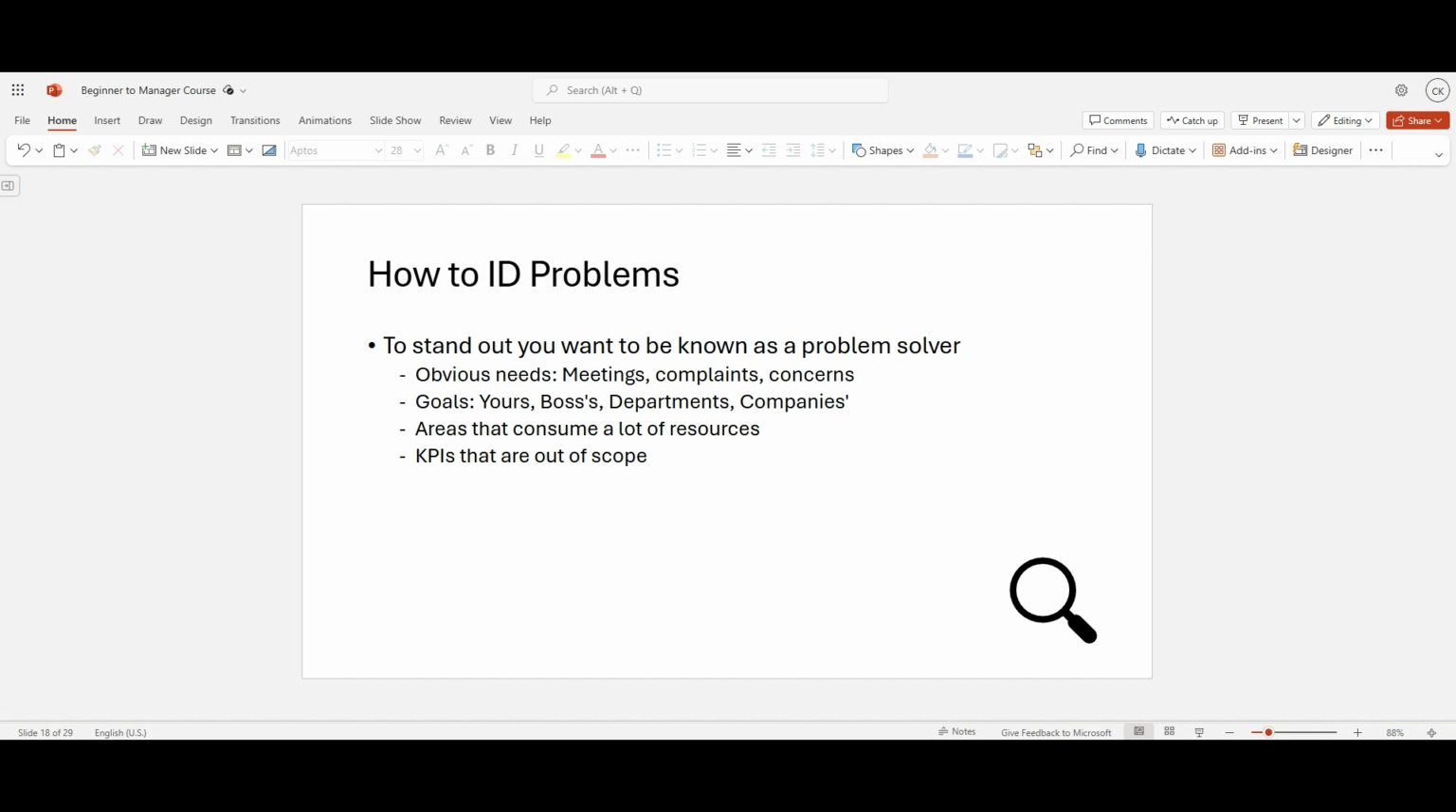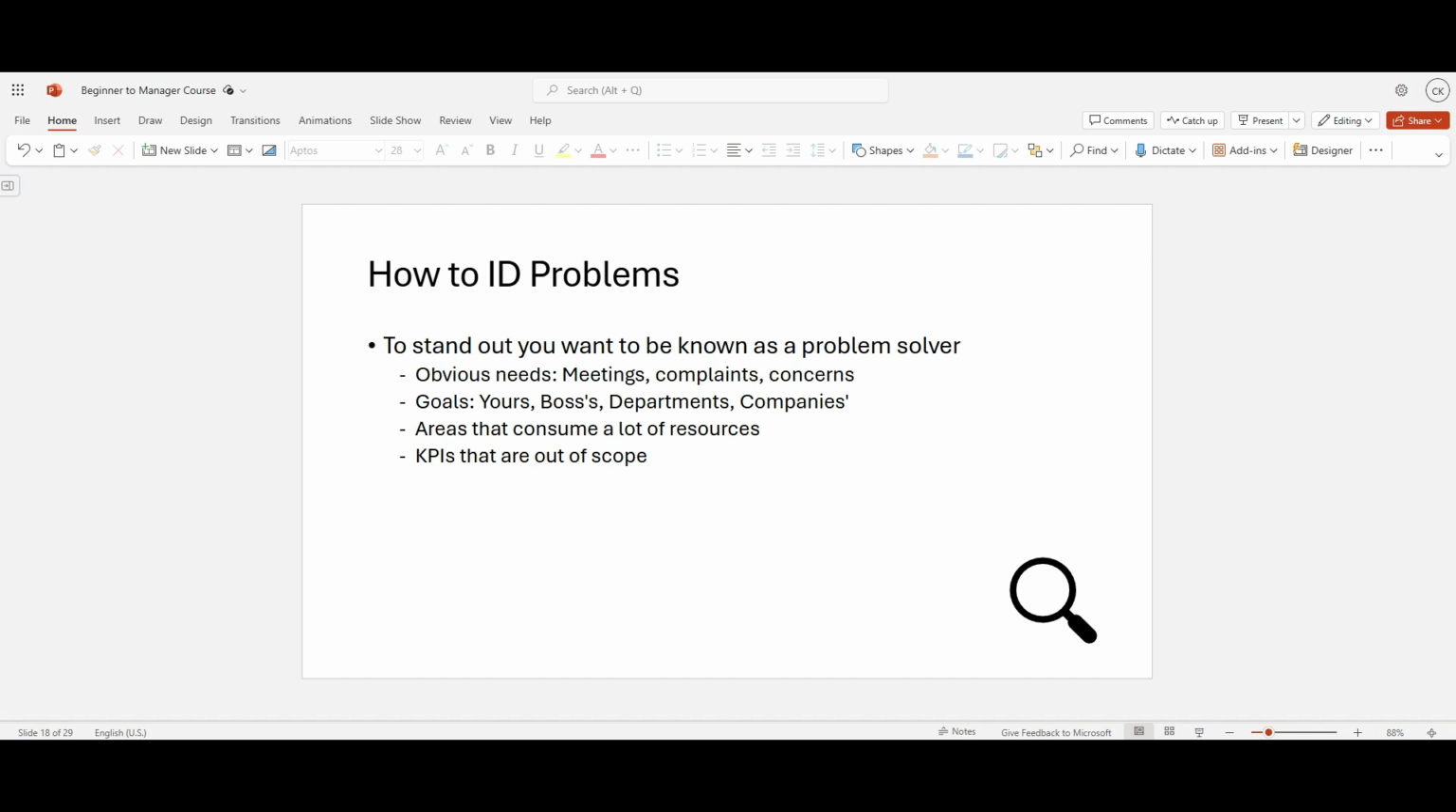So here, the first point: to stand out, you want to be known as a problem solver. That's what you want your identity to be. Now, how do you identify problems? Well, here are a couple of things that I have used in the past that have worked really well.